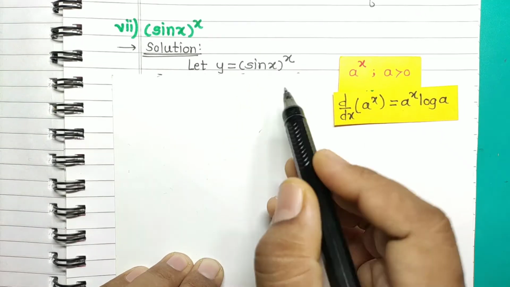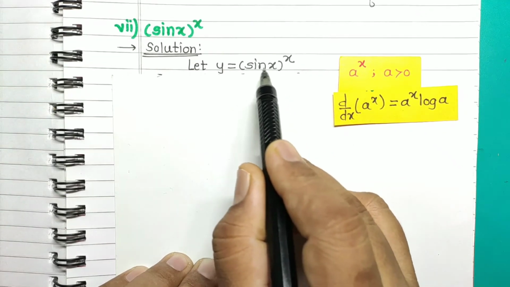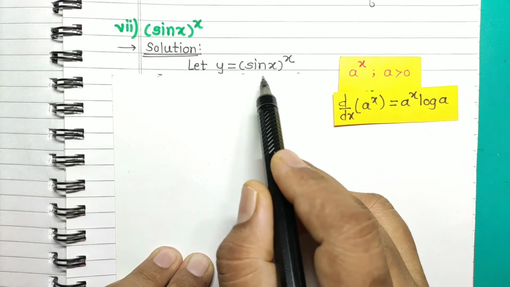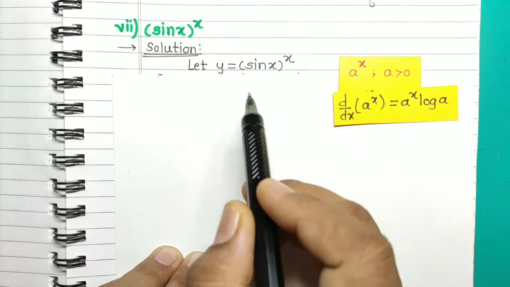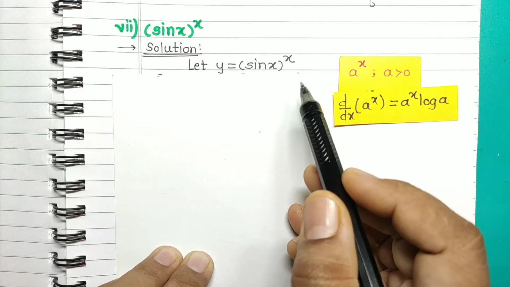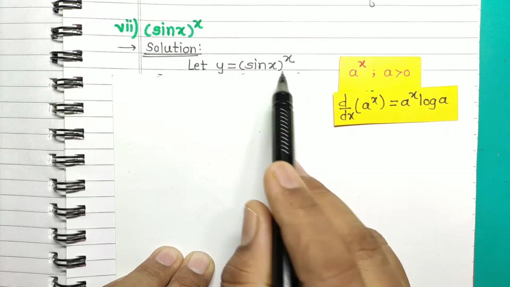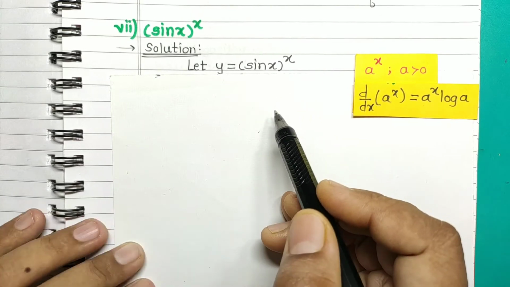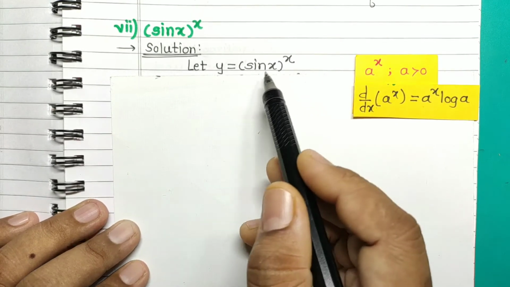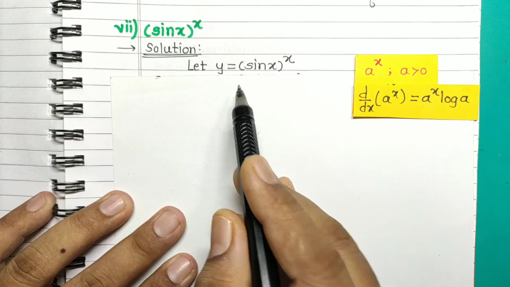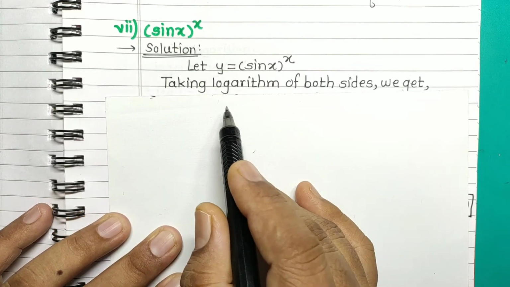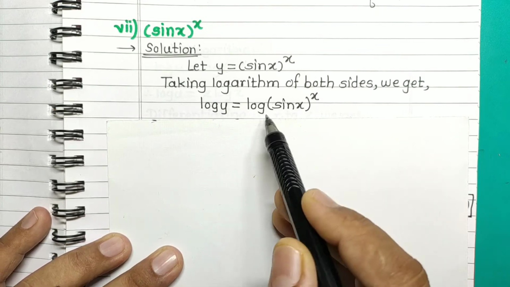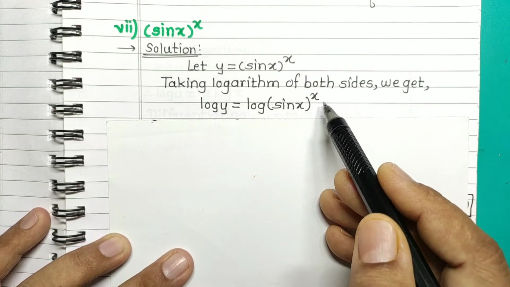See, here at the base there is a function sin x. So for such a case there is just one method which is logarithmic differentiation. So you note this thing here properly. In logarithmic differentiation method we use logarithms to simplify the function. So here let's take logarithm of both sides. Then we get, see, log y is equal to log of (sin x) raised to x.